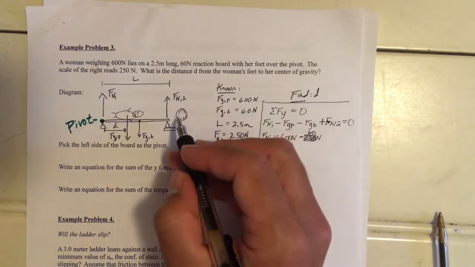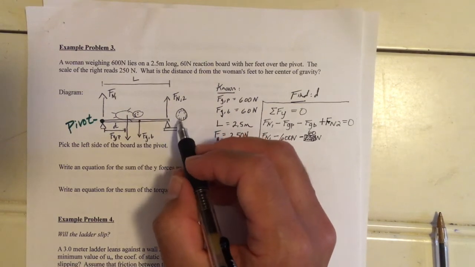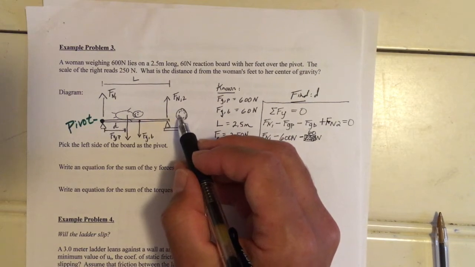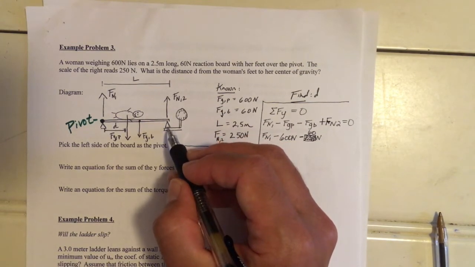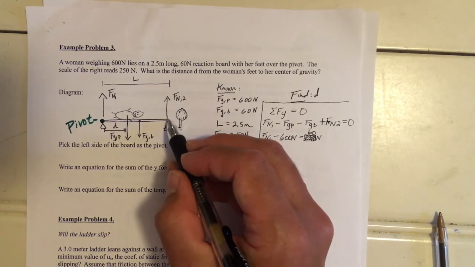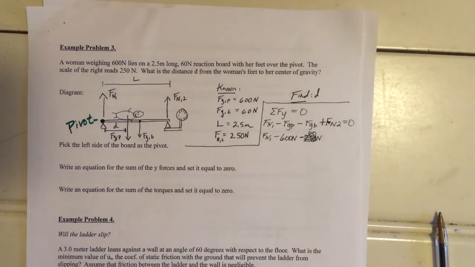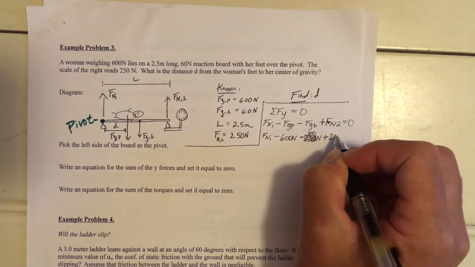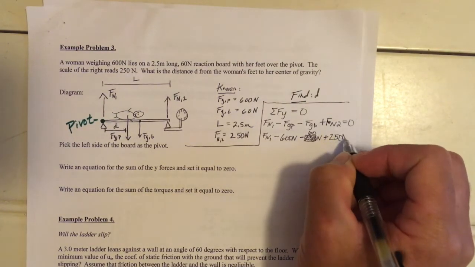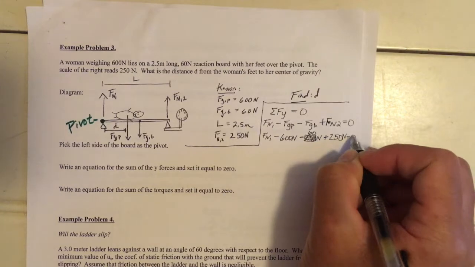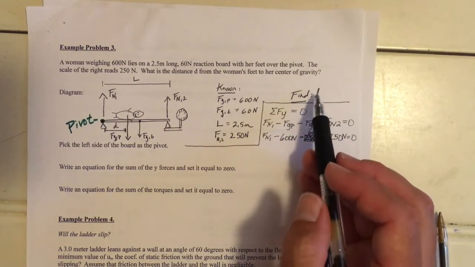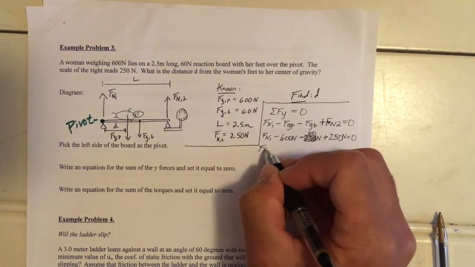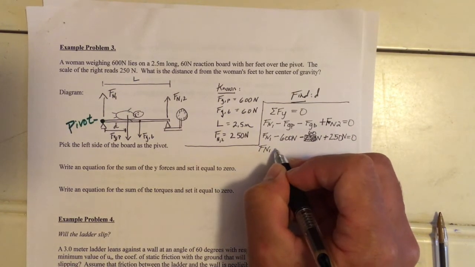All right, then the scale reads 250. Now the scale reads the weight it pushes back with. And so this scale is only pushing back right here, which is Fn2, not Fn1. So we're only going to call Fn2 250. We don't know what Fn1 is, but it looks like we're about to find it. I don't even think we have to find it, we just have to find distance, but hey, whatever, that's all good. Let's go ahead and solve it anyways. It looks like it's pretty easy.